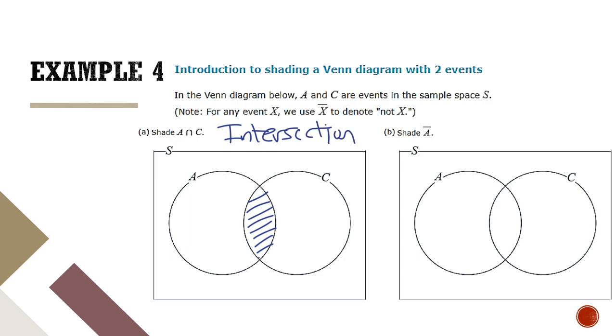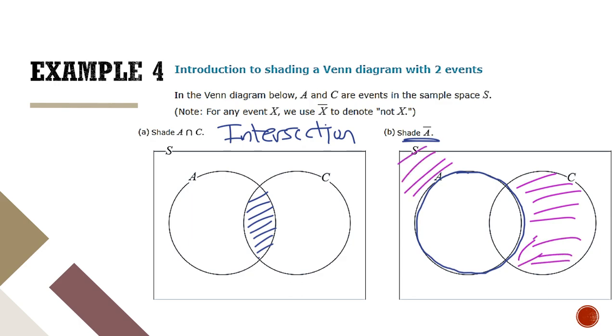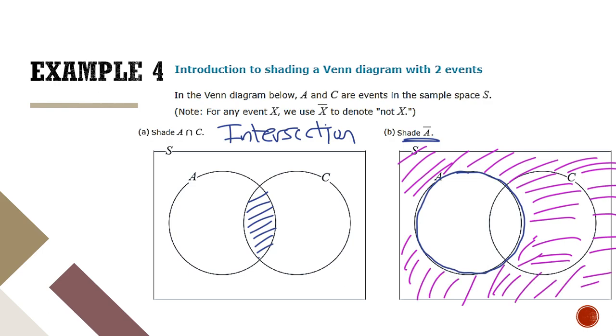Now, the complement, or not A. If we think about A as this whole circle, I don't want anything to do with that. So I want everything else. Everything over in this part is not A, but also everything around all of this is also not A. So we have to shade everything but this. I want to get rid of all of that. So that is how I would shade that.